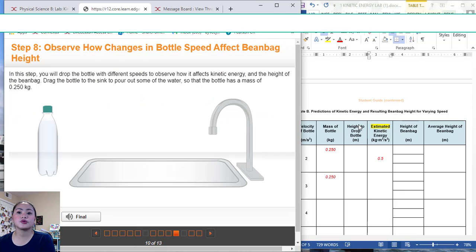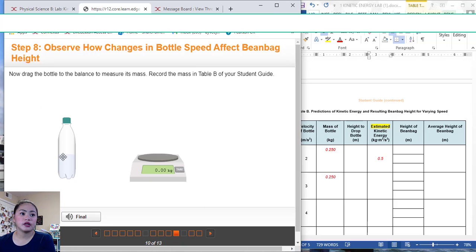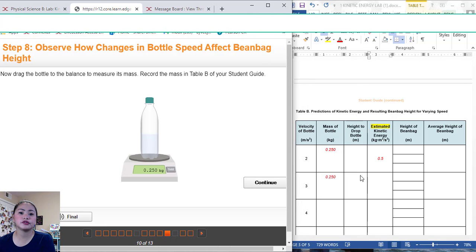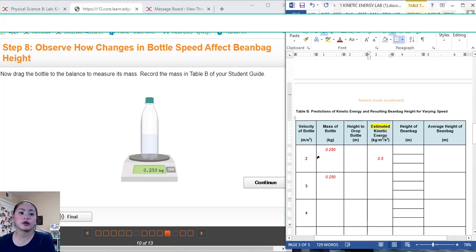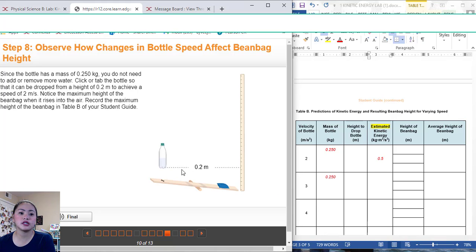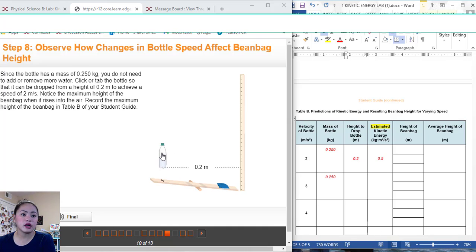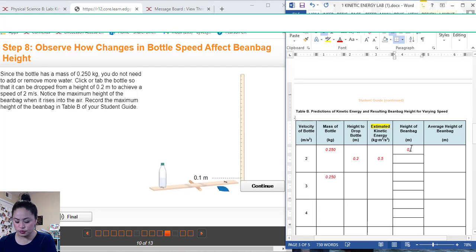So for us to answer this, you're going to want to do the same thing. So just drag and drop and then get the measurement. So that's 0.250, and 0.250 is for here. That's our constant mass. And then just click continue. And then here, height to drop the bottle. It says here 0.2. So you're going to want to put 0.2 right there. And then click on the bottle and it will give you the height, which is 0.1.